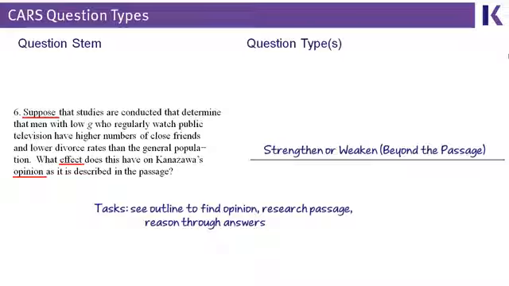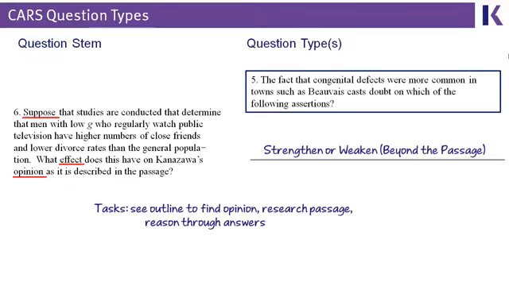So we noticed that question number 6 is a pretty long question, and it's longer because it has to introduce a new fact, because we need that new fact to go beyond the passage, and that's why we've got a strengthen or weaken beyond the passage type question. If you compare it to question number 5, it is a bit shorter because it didn't have to give us any new facts. It was the strengthen and weaken within the passage question, and therefore it ended up being shorter.